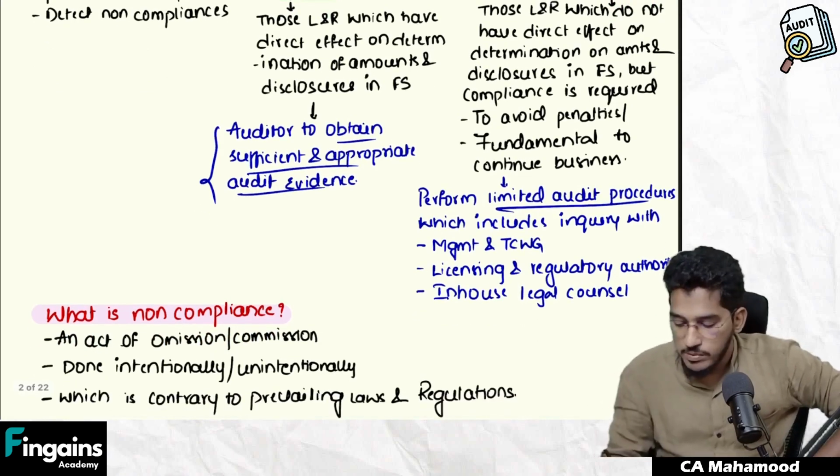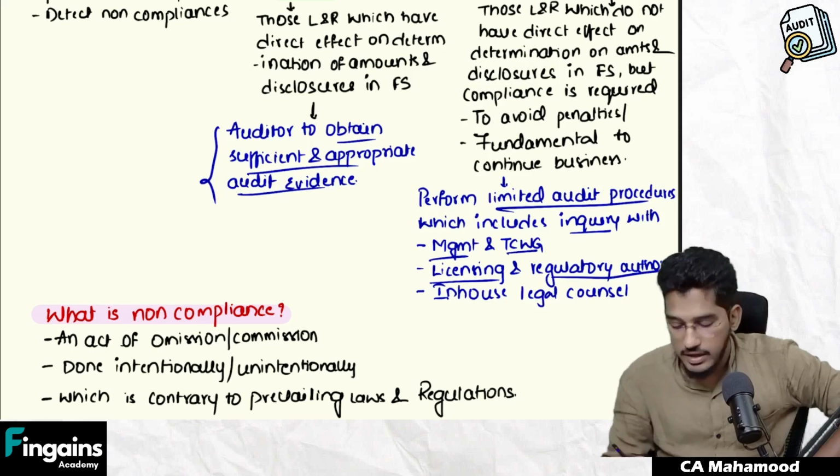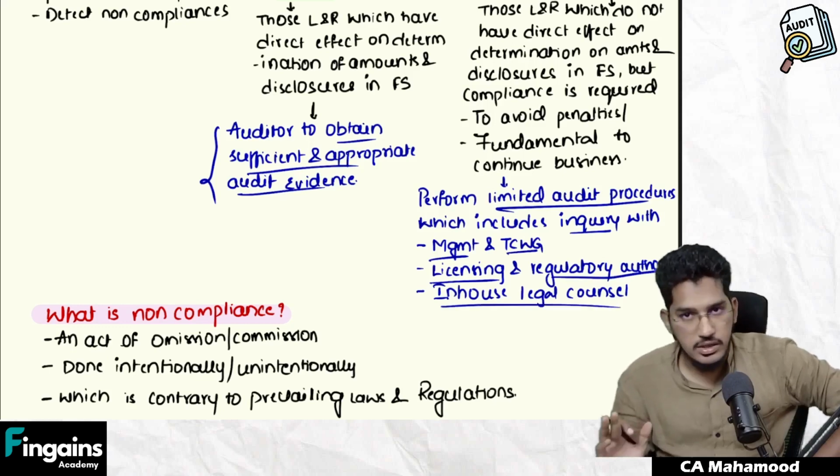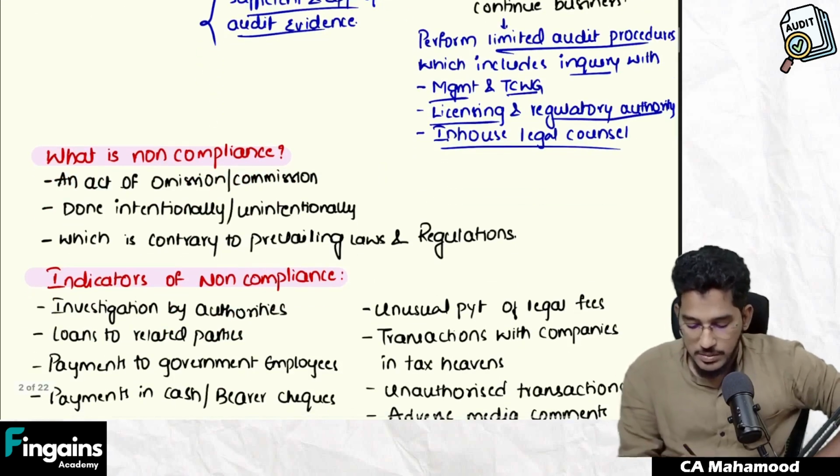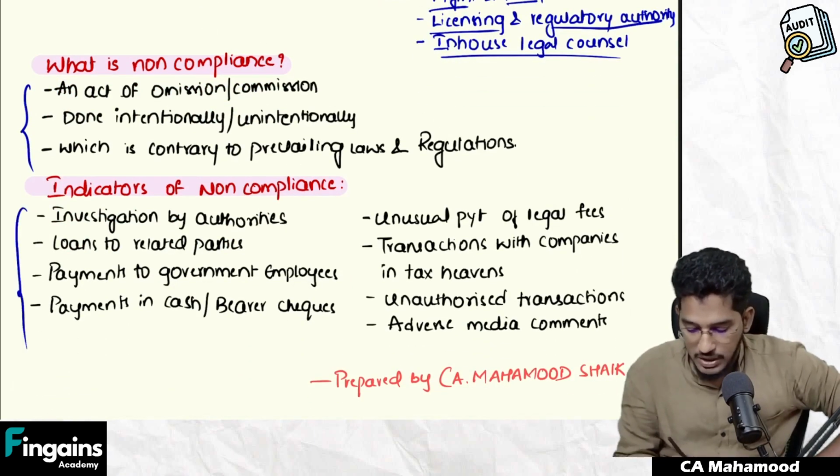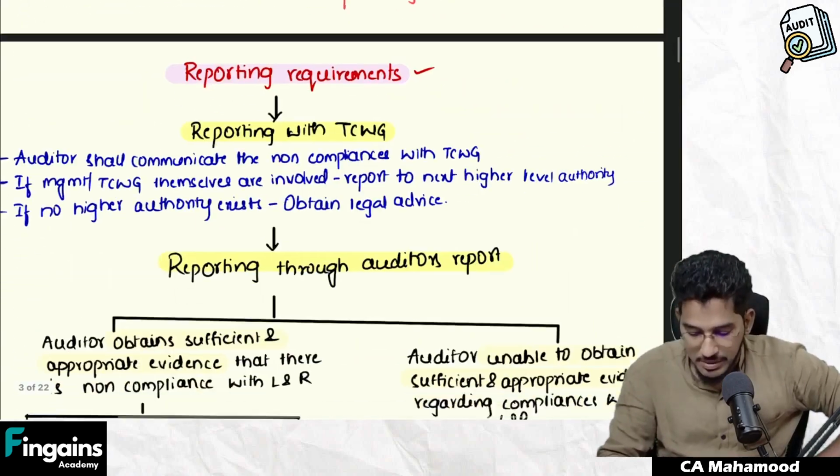What are those specified audit procedures? You have to do inquiry with 3 people: inquire with management and those charged with governance, inquire with the licensing and regulatory authority, and even inquire with in-house legal counsel. That's all. Now, what is the meaning of non-compliance? That also I have summarized. Then what are the indicators of non-compliance? Just now we have read the last paragraph, no? All those indicators have also been summarized here.